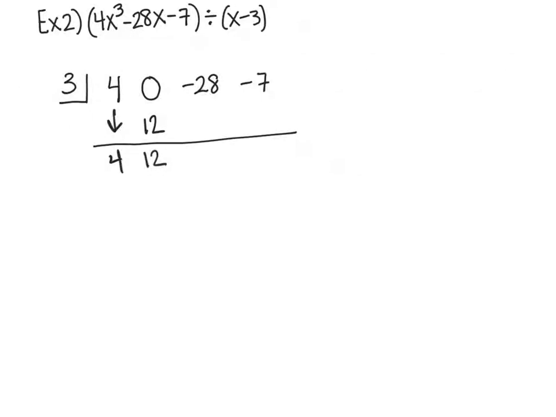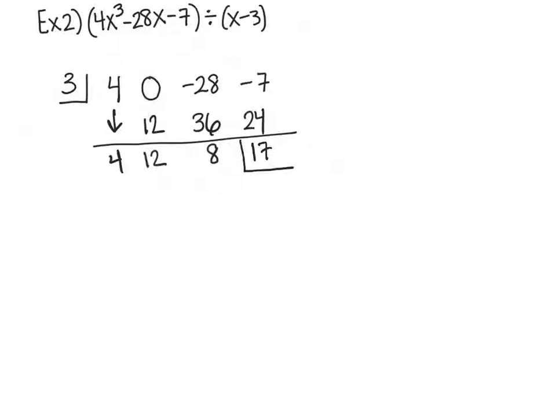And we're going to keep this process up again and again. So let's start by doing this. 3 times 12 is 36. So let's write 36 here. And negative 28 plus 36 is 8. So we'll write 8 here. And then 3 times 8 is 24. So we're going to write 24 here. And then negative 7 plus 24 is 17. And that's it for the work. Now we just need to interpret this answer.